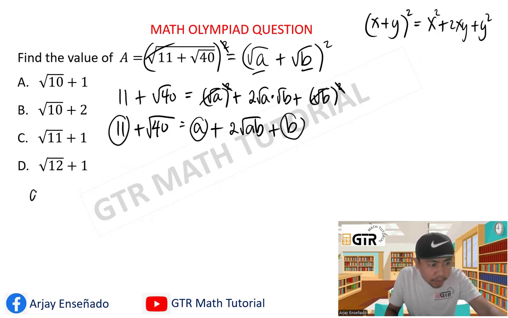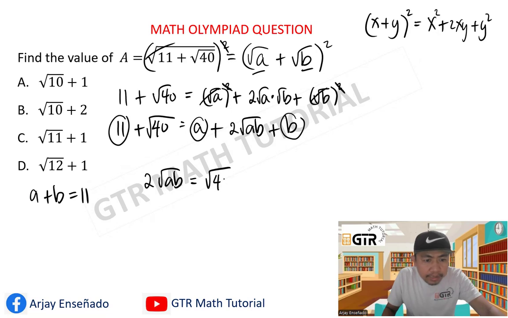So therefore, we have A plus B is equal to 11. This will be our equation 1. And then for the terms with radical, we have 2 square root of AB equal to square root of 40. Okay, so we have two equations, so we can now solve the value of A and B.